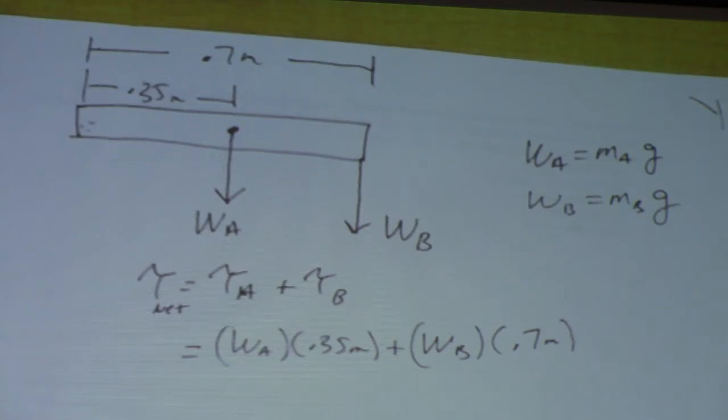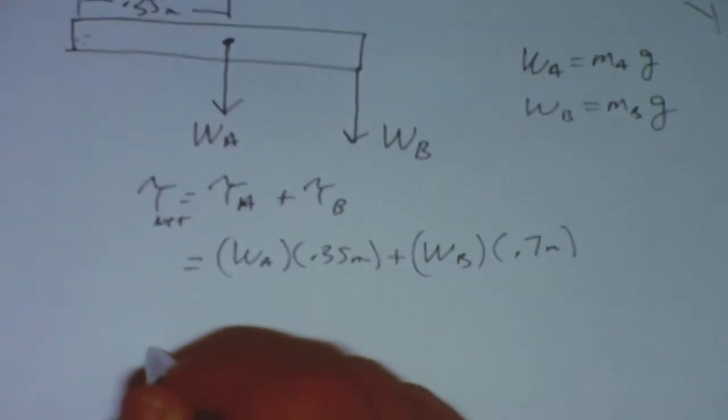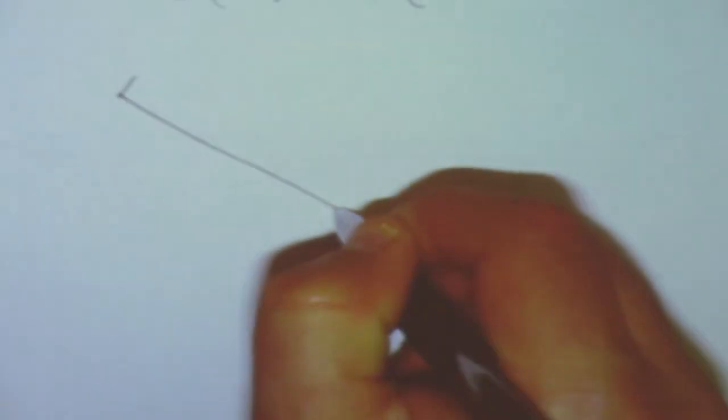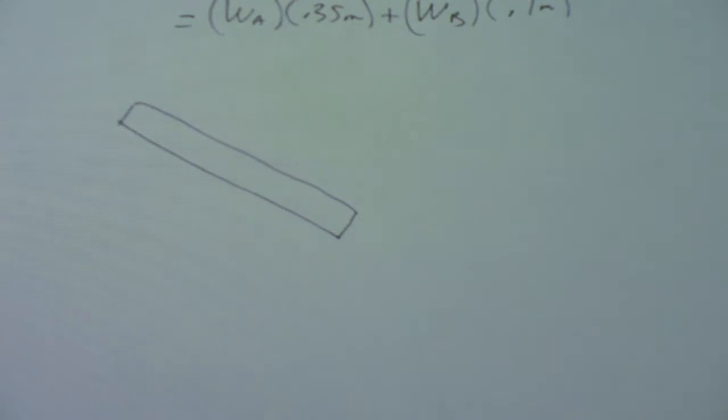Oh, there's a part B. So part B, you're going to have to use a little bit of geometry. In part B, they have this at a little bit of an angle. Let me refresh my memory.